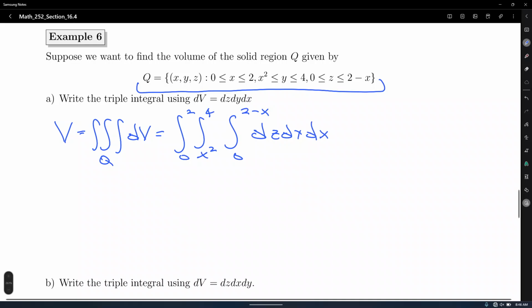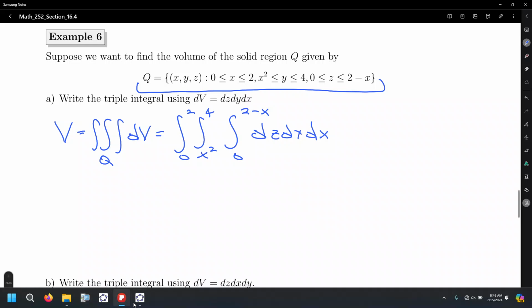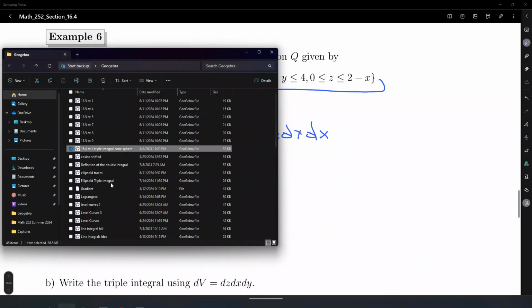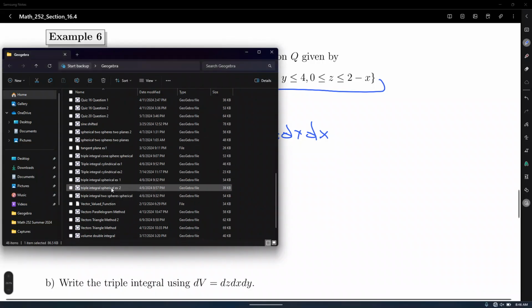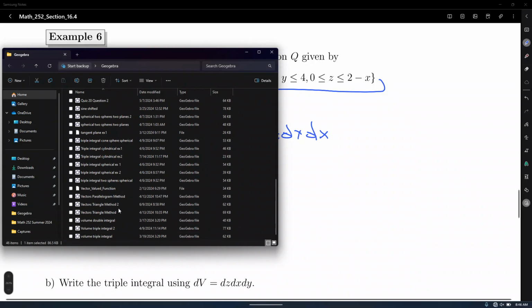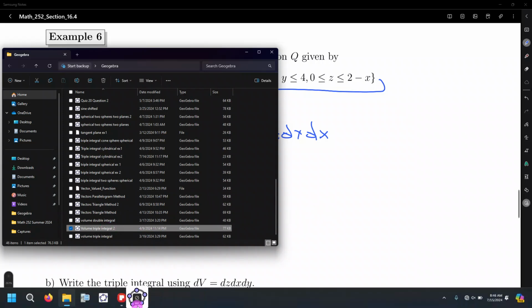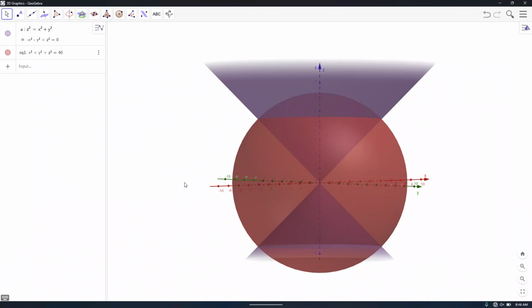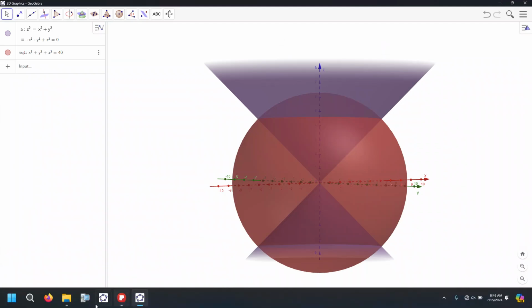Now, how does this solid look like? Okay, I believe I also have a GeoGebra project for this. Let me have a look. I remember I had it. Volume, triple integral. Yes, I hope this is the one. No, not here.